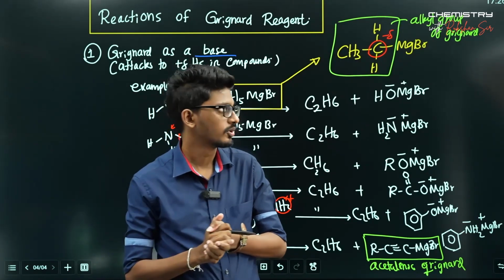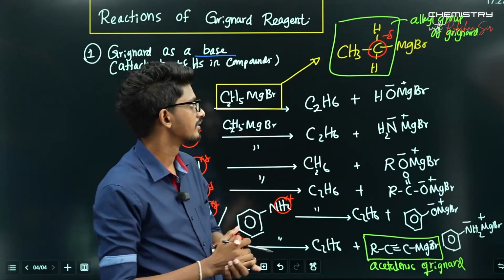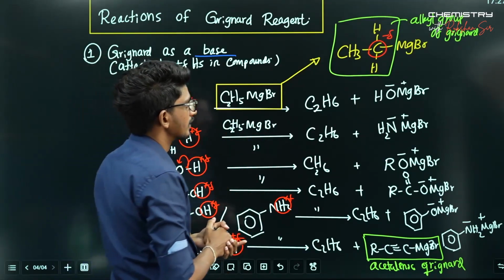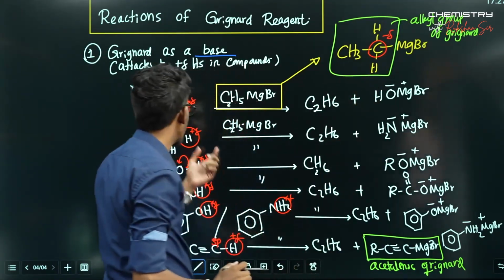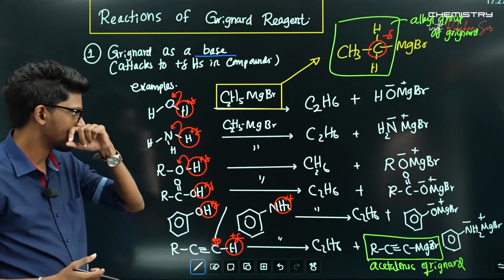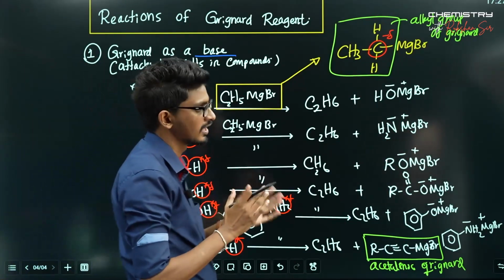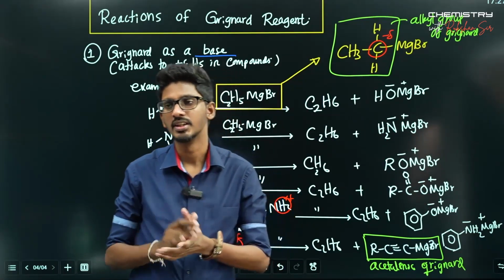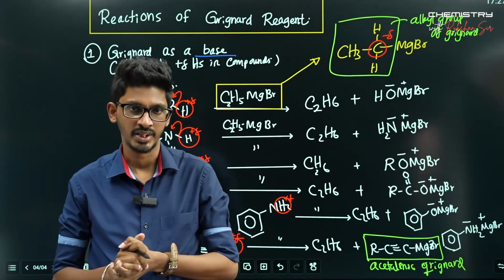If your reagent is attacking a delta positive hydrogen of an organic compound, that reagent is referred to as a base. So the Grignard here is a base. This negative carbon is attacking a delta positive hydrogen of your compounds. So the Grignard is behaving as a base in this case. That is the first kind of reaction available with the Grignard reagent.